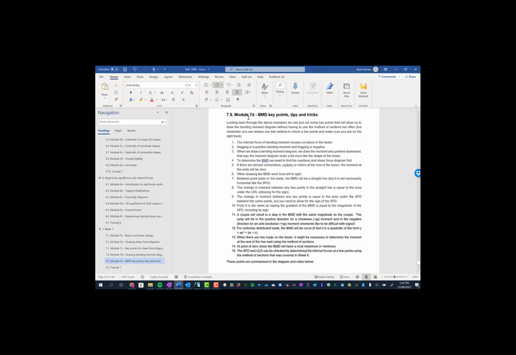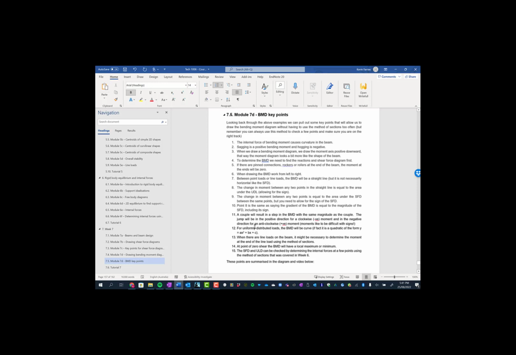So in the My Uni notes, I've given you some key points for bending moment diagrams. Tips and tricks makes it sound like I'm a magician. It's not really. So it's bending moment diagrams, key points. And so you can have a look through those. It's best to understand where these are coming from rather than just trying to learn them. So try and understand why all of these things work.